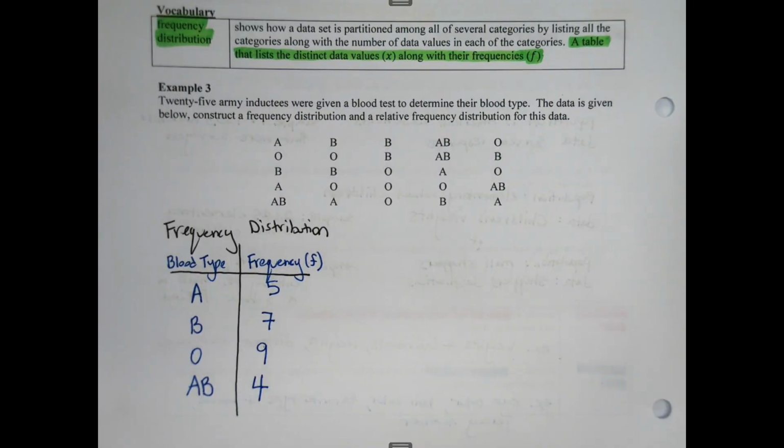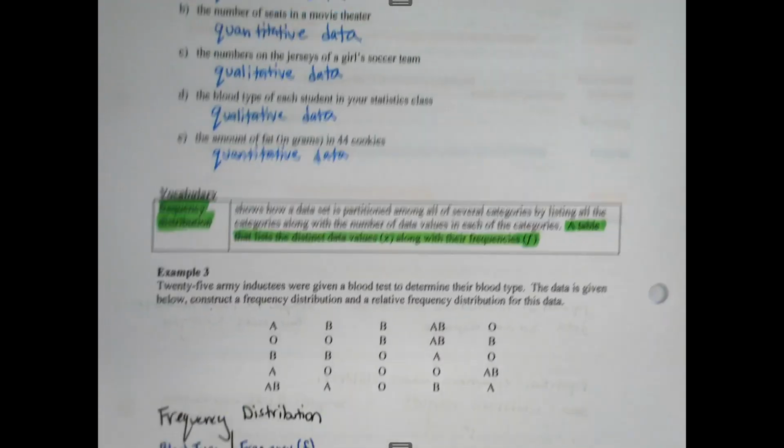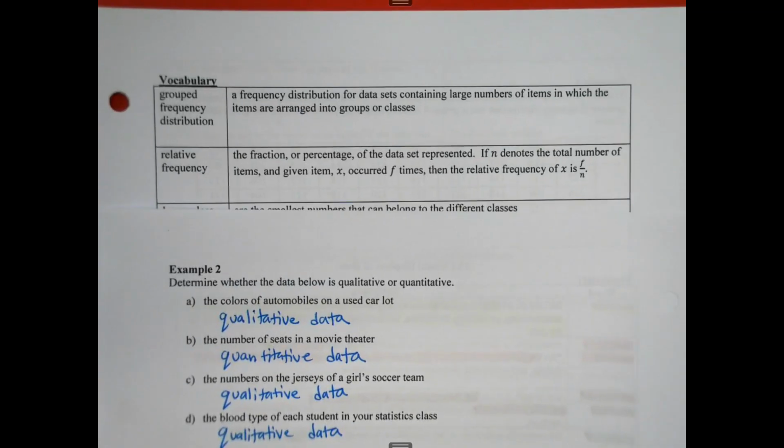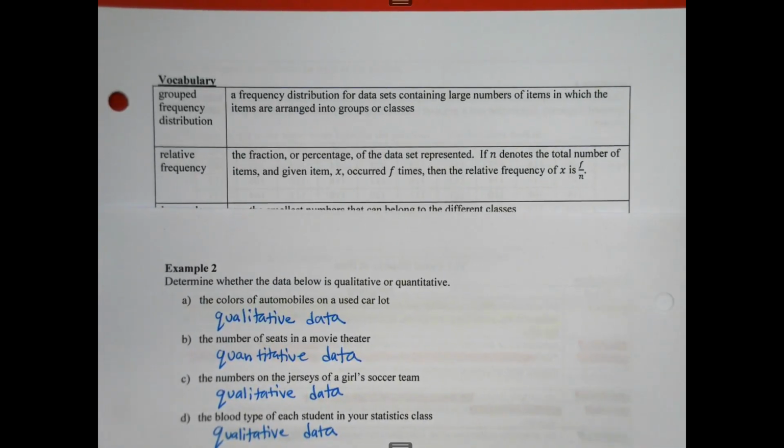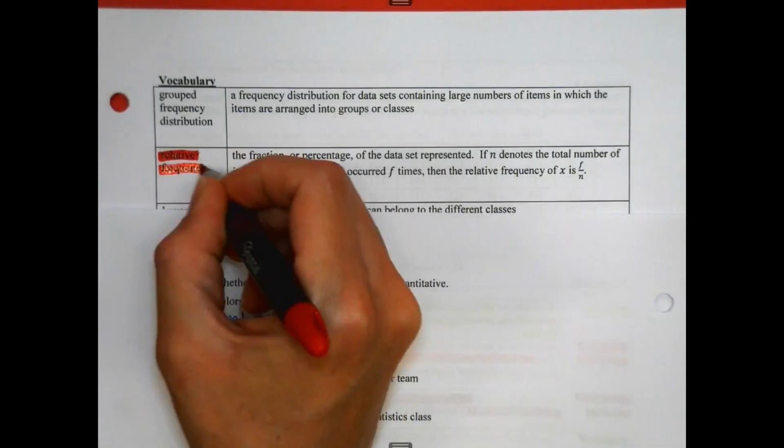A relative frequency distribution, our vocabulary word, happens to be on the next page. So a relative frequency distribution is the fraction or percentage of the data set represented. If n denotes the total number of items and a given item, x, occurred f times, then the relative frequency of x is f over n. Really, it's what percentage of the whole. But we want to find the fraction of the values for relative frequency.